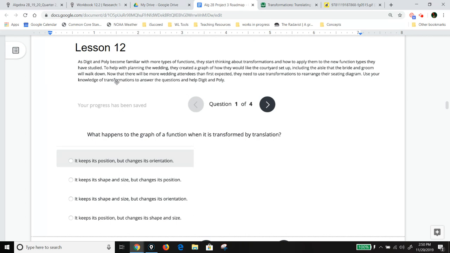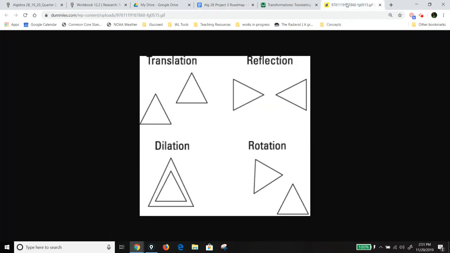Transformations in a word is moving a graph or a function. So we can move a graph or a function in a couple of different ways. One of which is called the translation, which is what question number 1 is all about. Now, before I jump directly into that question, let me just show you a diagram that I think really captures all of the different types of transformations, or in other words, all of the different ways that we can change or move a shape or a graph. The first thing is we can do what's called the translation. That's what question 1 is about.